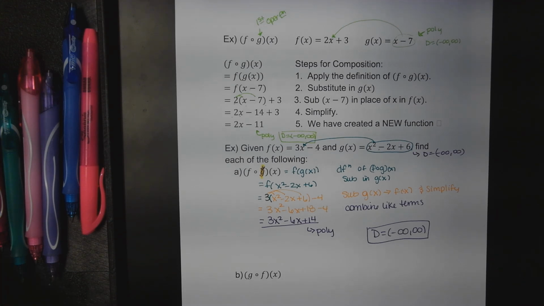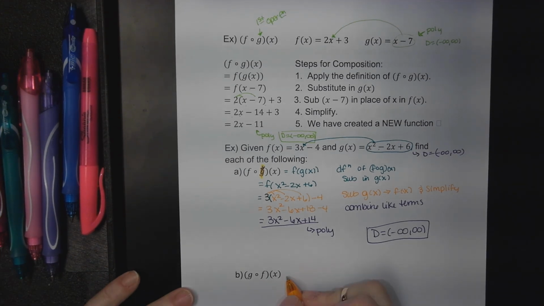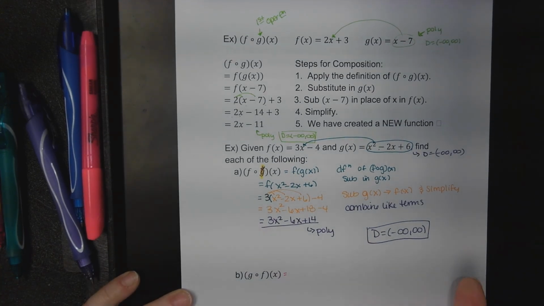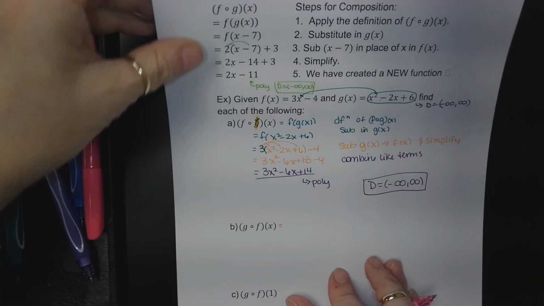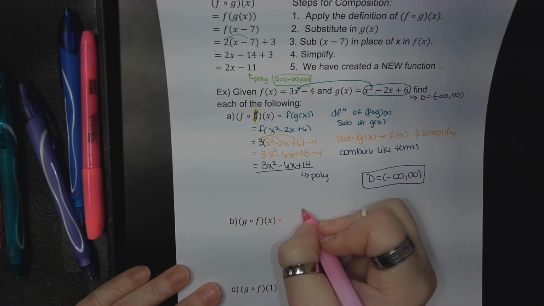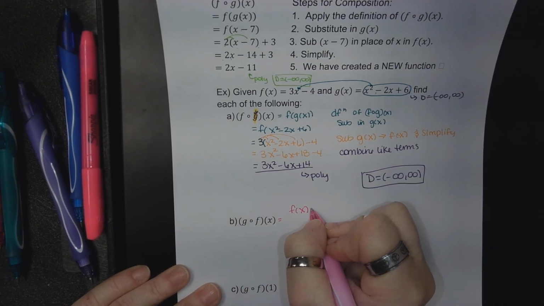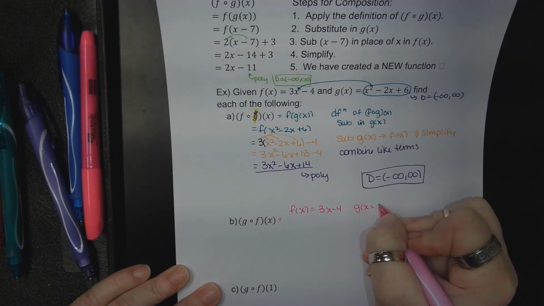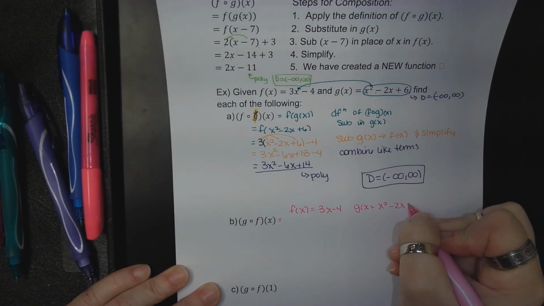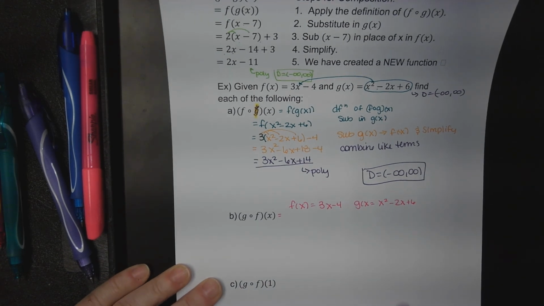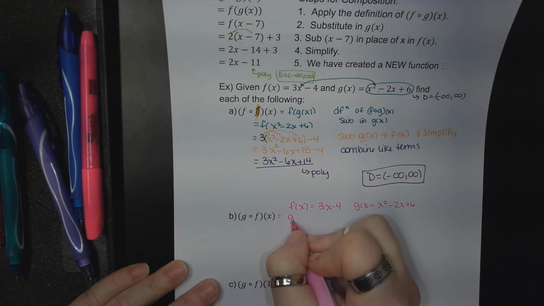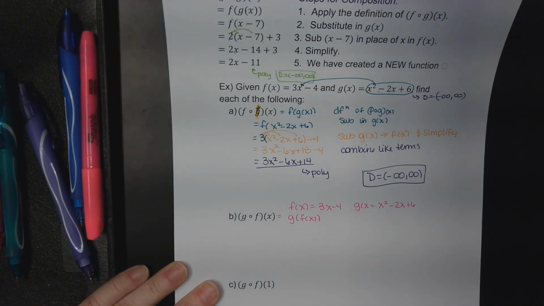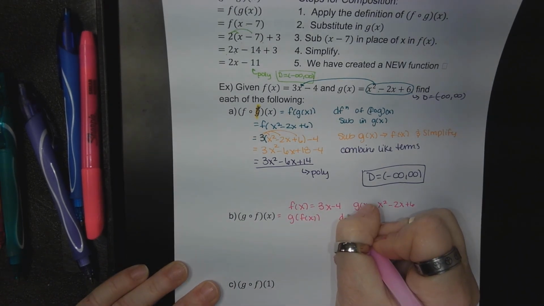Okay, let's do the next one. Let's do goff, or G composed of F. Okay. So here, our definition, let me write them over. So f of x equals 3x minus 4, and g of x equals x squared minus 2x plus 6. So I can see, and y'all can see. All right, so our definition is going to be g of f of x, okay? So this is just the definition.